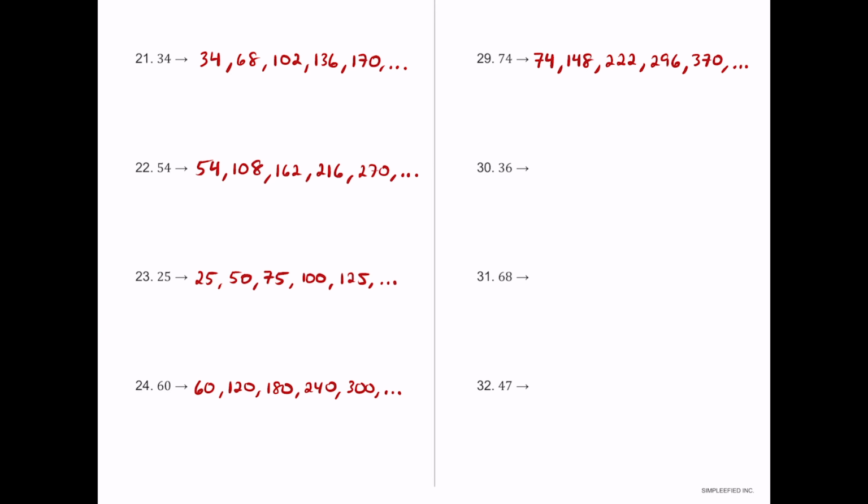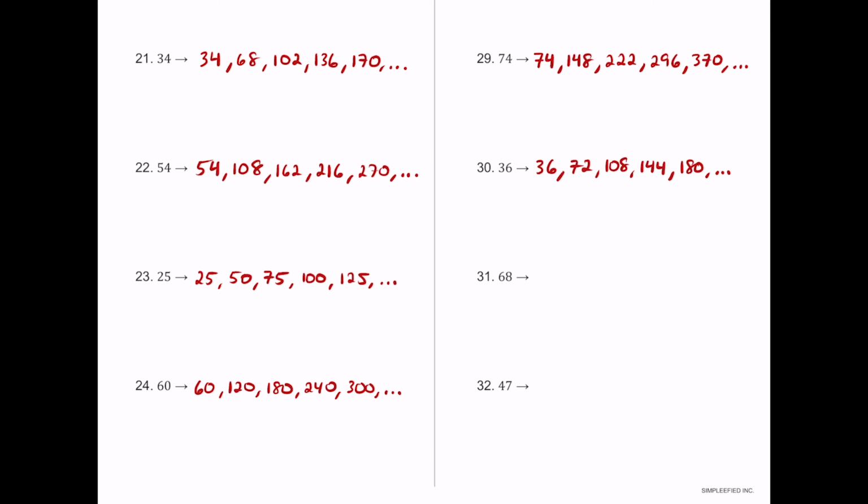Okay, then we have 36. 36 times 1 is 36. 36 times 2 is 72. 36 times 3, that's going to be 108. If we do 36 times 4, that's going to be 144. And then 36 times 5 is going to be 180.